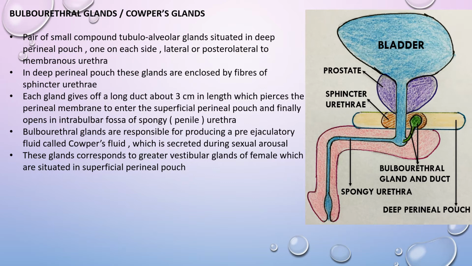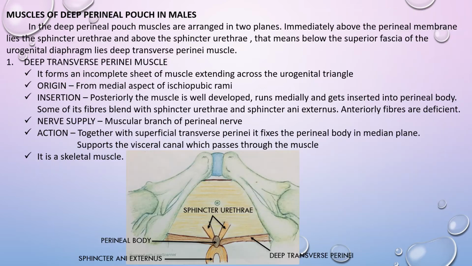These bulbourethral glands are responsible for producing a pre-ejaculatory fluid called Cowper's fluid, which is secreted during sexual arousal. These glands correspond to the greater vestibular glands of the female. In the female, the greater vestibular glands lie in the superficial perineal pouch.